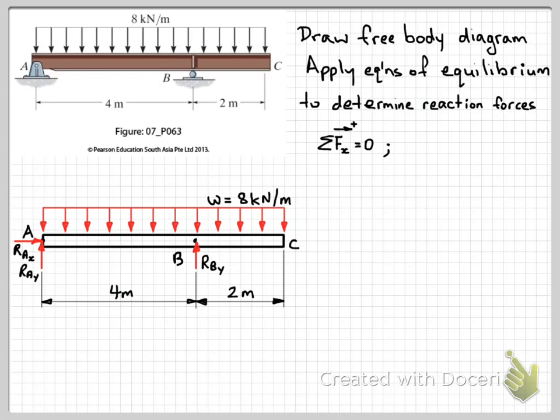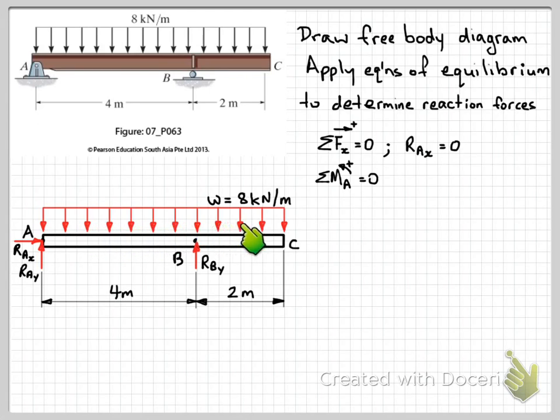So we'll start with sum of the forces in the x direction equals 0. In this case we have no horizontal loads applied, so our reaction force here, RAX, will be 0. So we have two unknowns left, RAY and RBY. To find one of those straight away, we'll take moments. So let's take moments about point A. So sum of the moments about point A, taking anti-clockwise as positive, equals 0. So we'll have the moment effect of RBY and the moment effect of the distributed load.